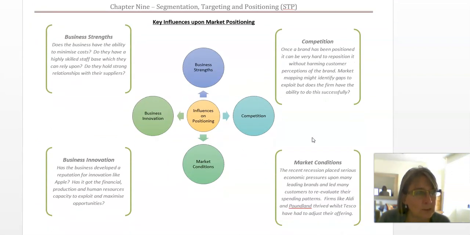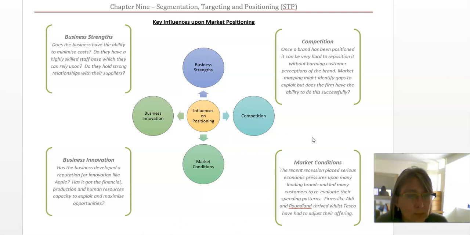And what will help you decide about your target market positioning? So you're going to look at your strengths. What is the business good at? Are we highly skilled? Are we able to get products very quickly? Are suppliers very flexible?